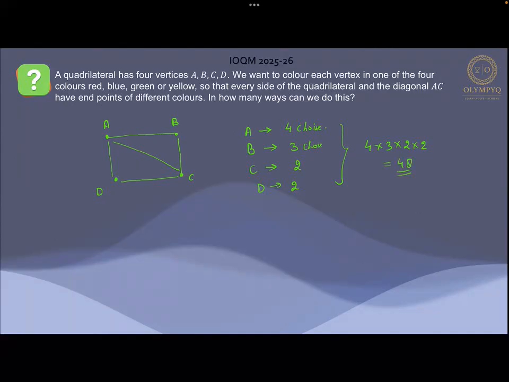So there will be 48 ways to color the vertices such that no two adjacent ones will have the same color. Therefore, the correct answer has to be 48, and the same is mentioned in the IOQM final answer key as well.